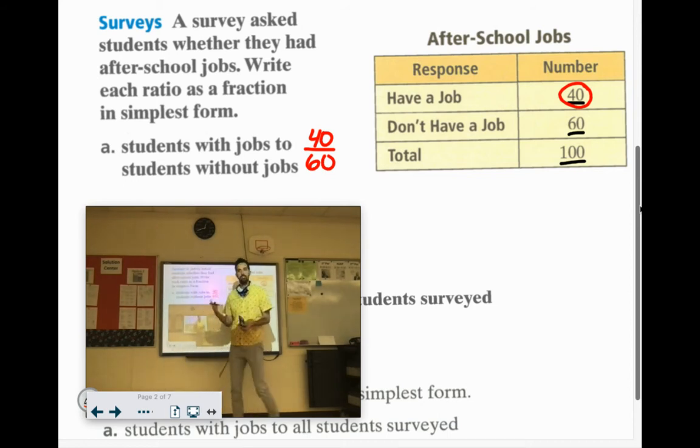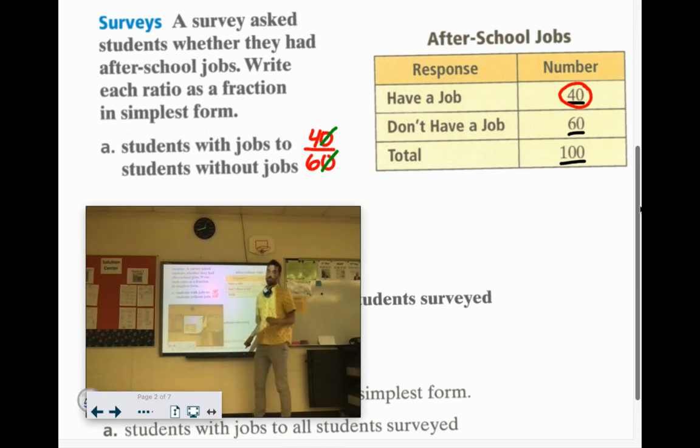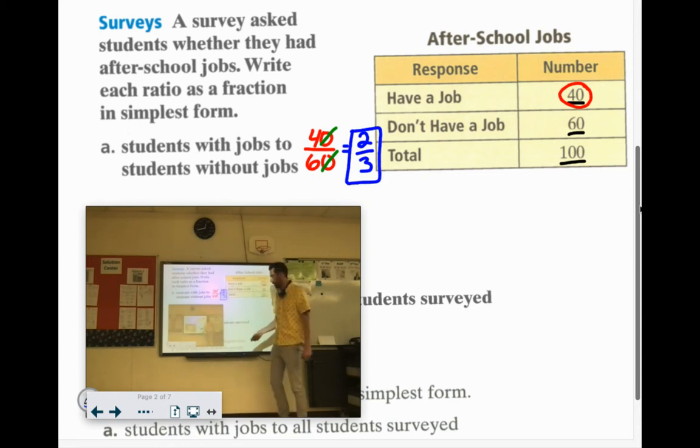And then we just need to simplify this. Now, these both end in 0, which means they're both divisible by 10. So we can just knock off one of the zeros, aka divided by 10. And then you're left with 4/6, which are both even numbers. So we can cut those in half. They're both divisible by 2. So it would be 2/3. So 2 students with jobs to every 3 students without a job.